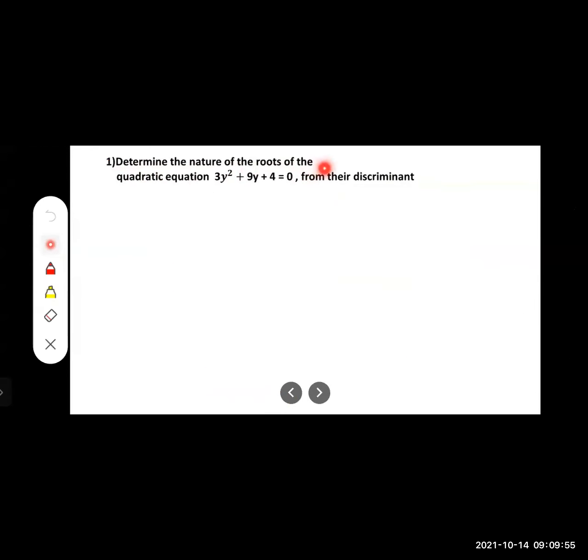Determine the nature of the root of the quadratic equation from their discriminant. Same like the previous sum only. So we will practice 1 more sum. Write this: 3y square plus 9y plus 4 equal to 0. Here all the signs are in plus. And write the a value, b value, c value as 3, 9, 4 respectively. I have written over here.